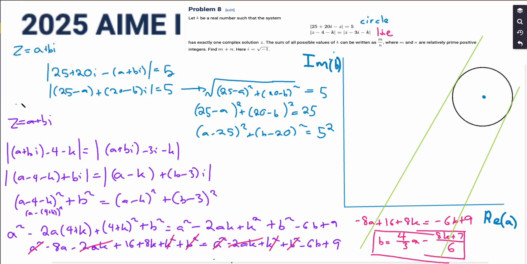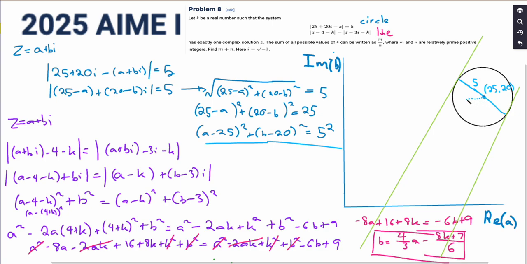Okay, so going back to this, we know that the radius of the circle is 5 due to this equation over here. And we know that the center is 25 comma 20. Okay, and then we also know that the slope of these lines are both 4/3, which means that the slope of this diameter, the diameter that is perpendicular to the tangent lines, has to be the opposite reciprocal of 4/3, which is negative 3/4.